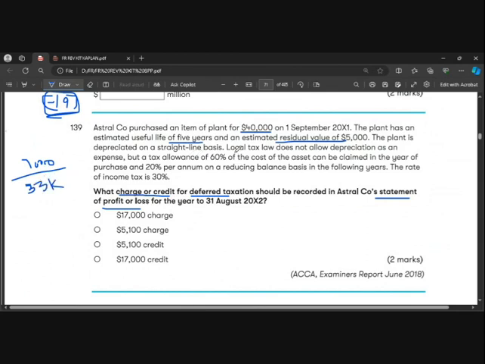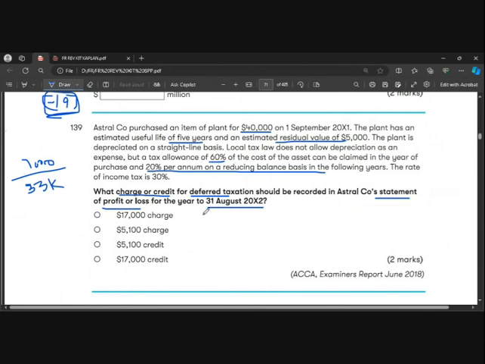But they're telling us that our local tax law does not allow us to depreciate it as an expense. What they want us to do is give a tax allowance of 60 percent of the cost of the asset in the year of purchase, and then we will do reducing balance basis at 20 percent per annum. Basically, in the first year that we purchase, this is the first year, it is 1st September 2021 to 31st August 2022. So this is our first year.